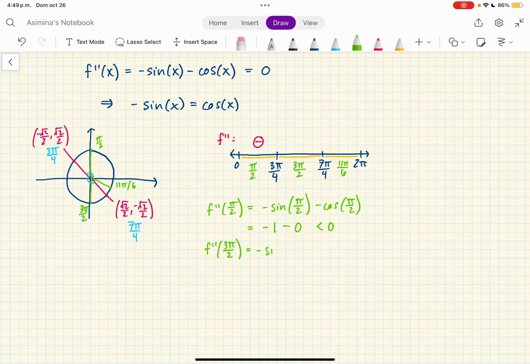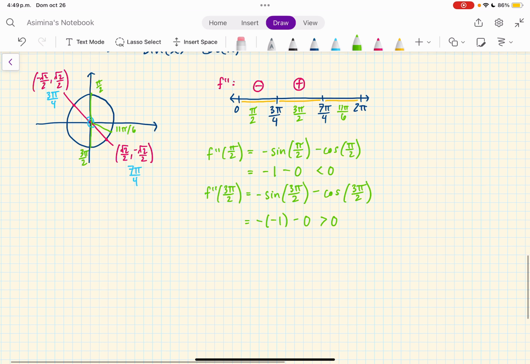So I have minus sine of 3 pi over 2 minus cosine of 3 pi over 2. So what are these values? That's going to be minus 1 minus 0. So that's just 1, which is positive. So we're going to be positive on the second interval.